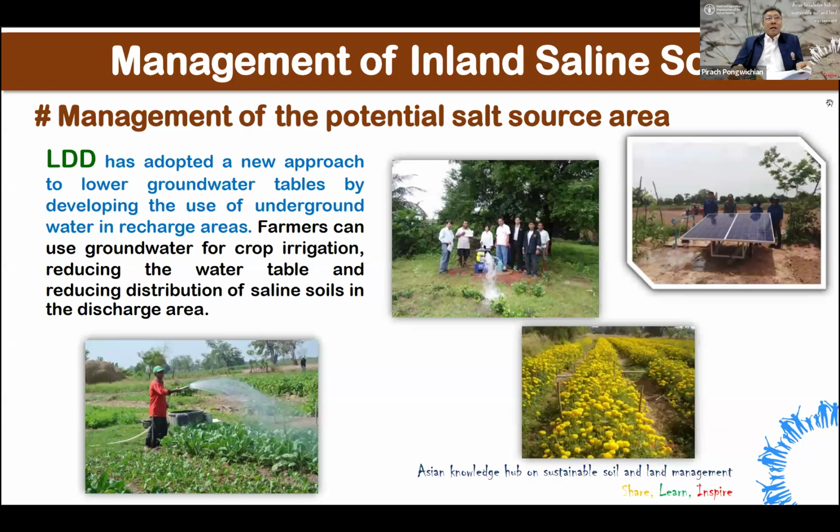And in another way, the Land Development Department has adopted a new approach to lower the groundwater table by developing the use of groundwater in the recharge area, or the upland area. The farmer can use groundwater for crop irrigation because in this area the water is fresh water. And after they use it, it can reduce the water table and reduce the distribution of saline soil in the discharge area, or in the lowland area.